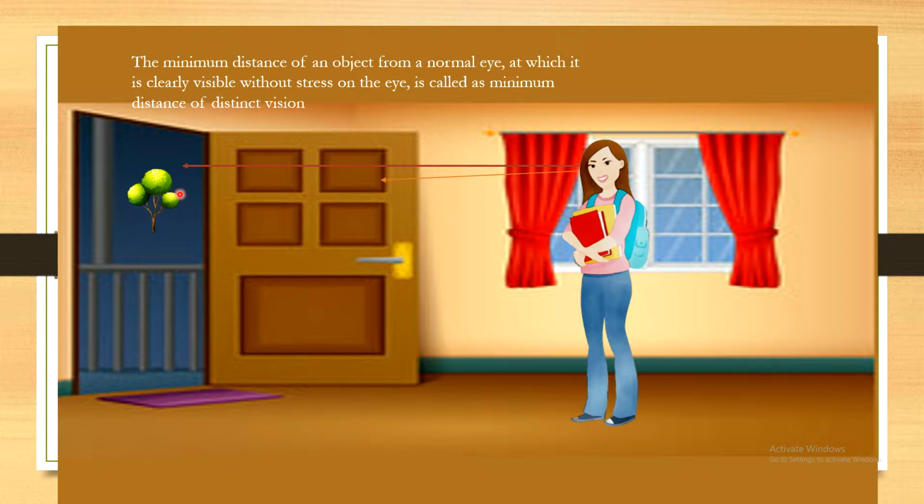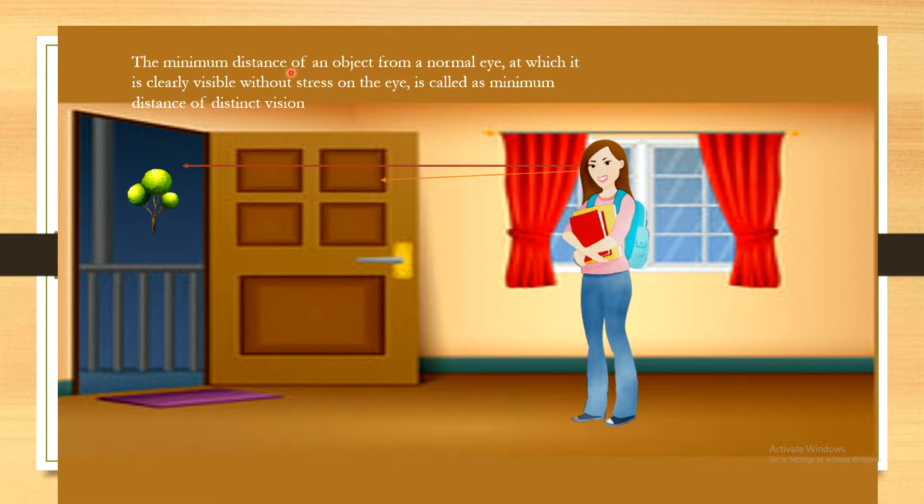power of accommodation. Although the elastic lens can change its focal length to increase or decrease, it cannot do so beyond a limit. So we can observe an object clearly only if it is placed at a minimum distance.